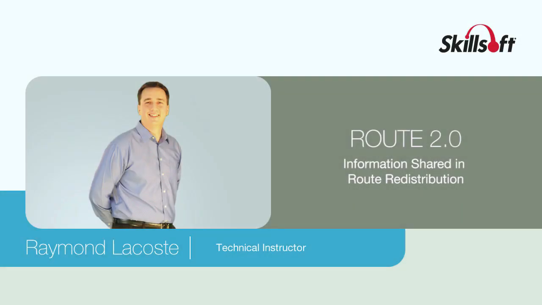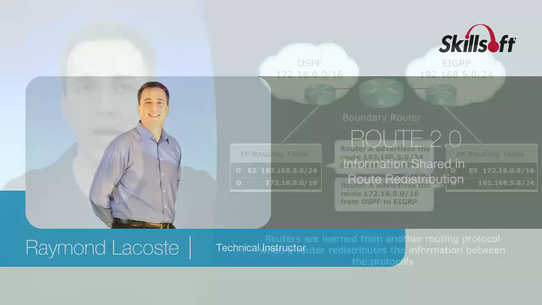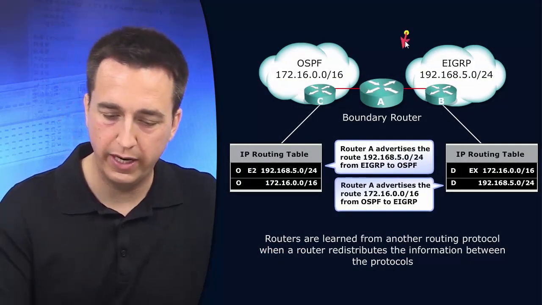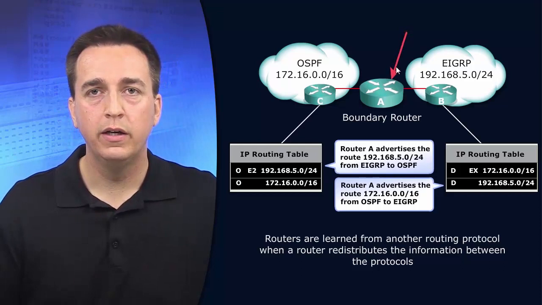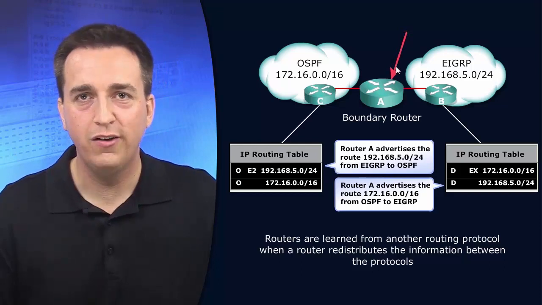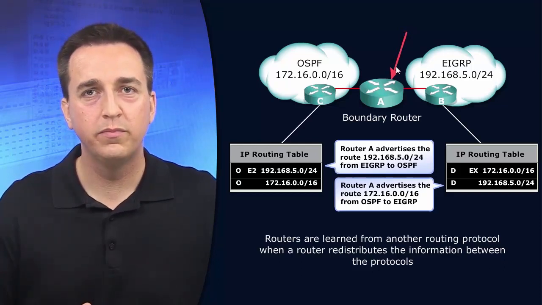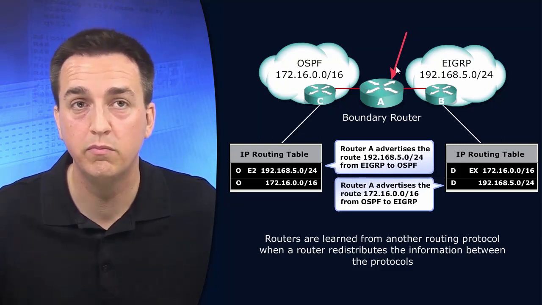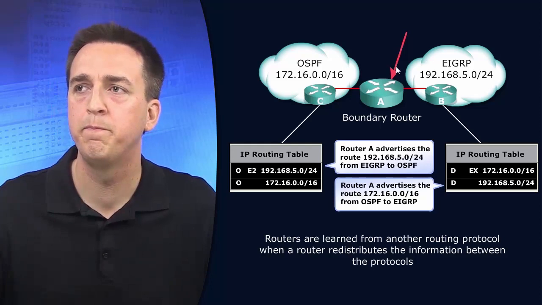Since we are redistributing based on routes in the routing table, it is imperative that our boundary router, in this case router A, is using the routes, or else it can't redistribute them. Think about that for a second.